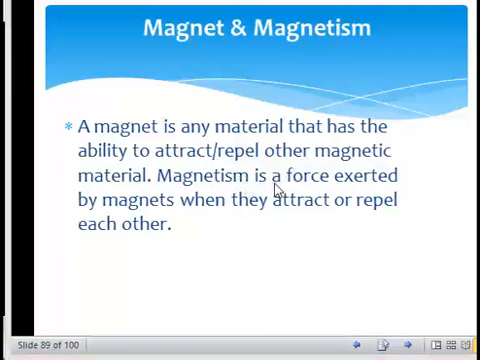Hello, you're welcome. All right, so now before us is magnet and magnetism. That's what we're going to be discussing in this tutorial.